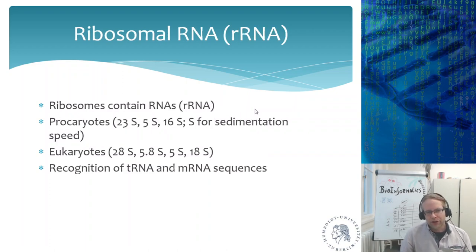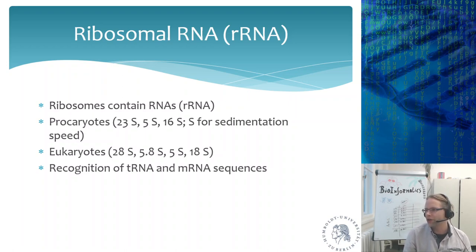All right, so the ribosome itself also contains RNA. So the ribosome is a protein, but as a cofactor of this protein, there are several RNAs. So ribosomes contain RNAs. These RNAs are called rRNAs. In prokaryotes, we have 23S RNA, 5S RNA, and 16S RNA, and S here stands for the sedimentation speed, so it has to do with the size of these RNAs. And in eukaryotes, we actually have four RNAs inside of the ribosome called 28S, 5.8S, 5S, and 18S.